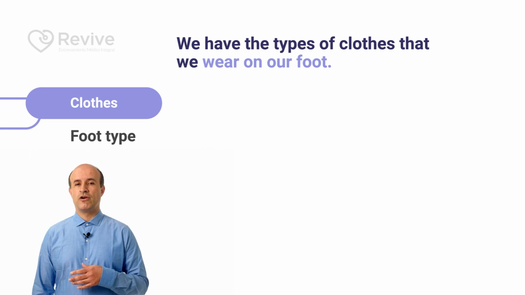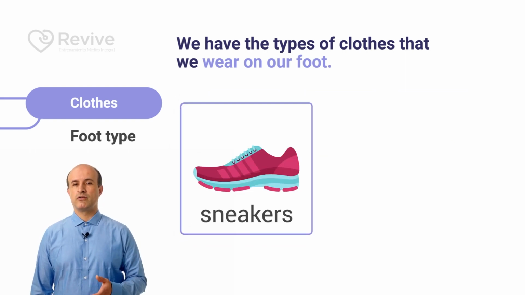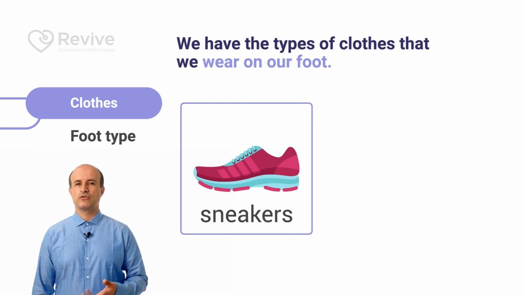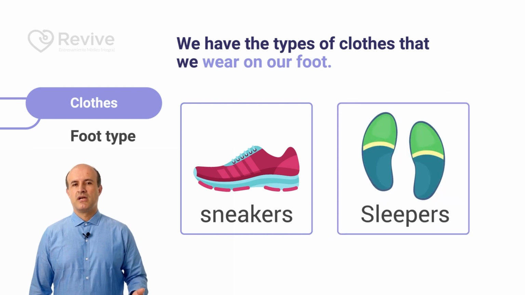Our next item are the sneakers that we wear to do sports and to exercise at the gym or in informal situations that don't require the use of a suit or elegant outfit. The last item for the footwear are the slippers that are the informal footwear when you go to sleep or get up from bed.